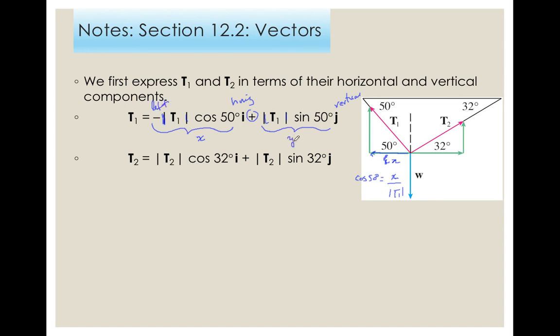So do the same thing with Y. Can you see what happened with Y there? How do I find Y? Well, the sine of 50. The side of that triangle, Y, is equal to the length of this red vector times sine of 50, and that gives me Y.